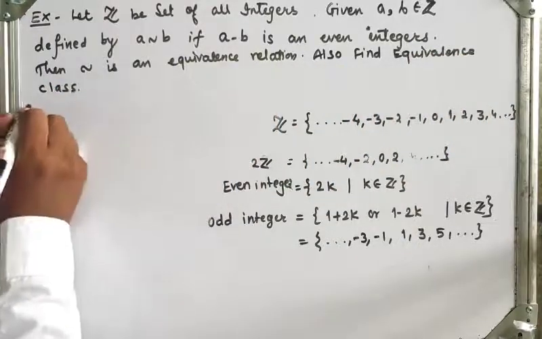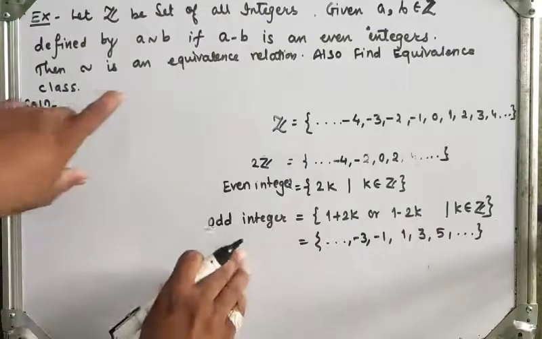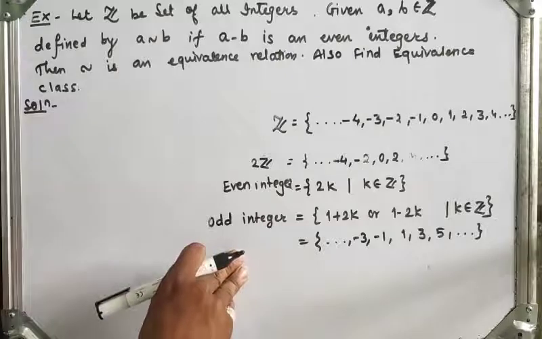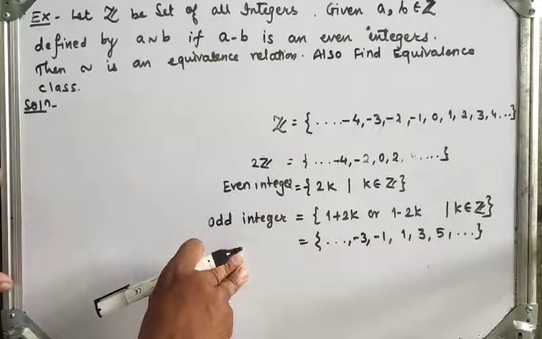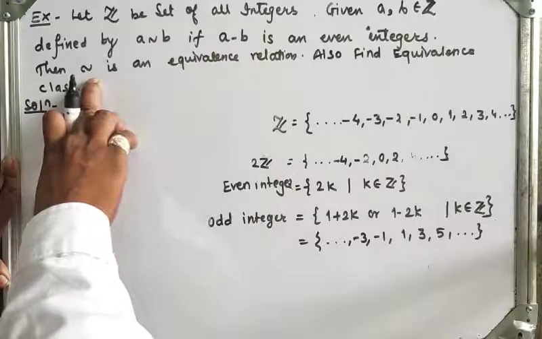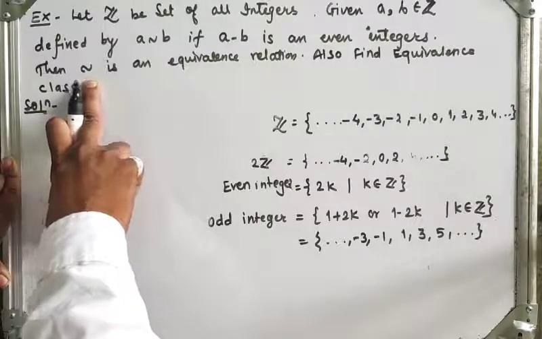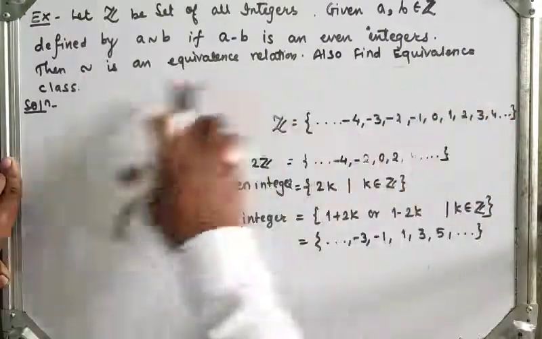So this is the question. Solution. First we have to show that tilde is an equivalence relation. Means what? We have to show that tilde is reflexive. Next, second one, tilde is symmetric, and third case tilde is transitive. And after that we have to find equivalence class.